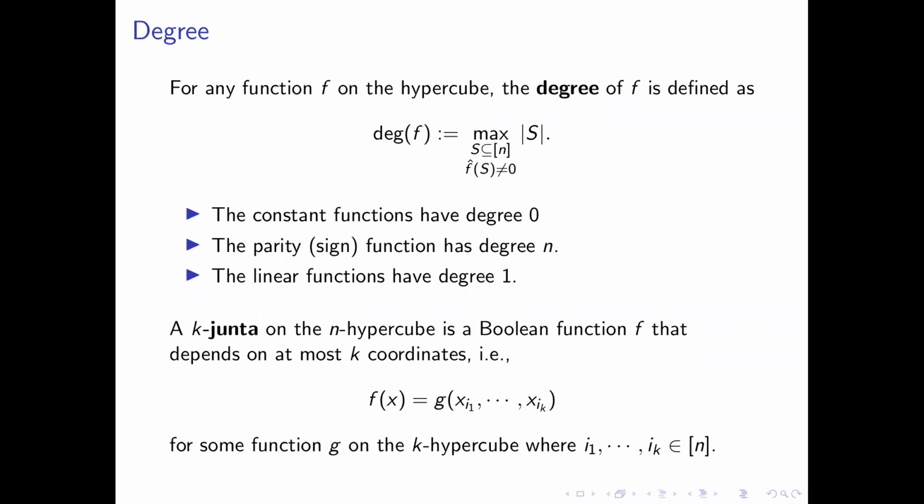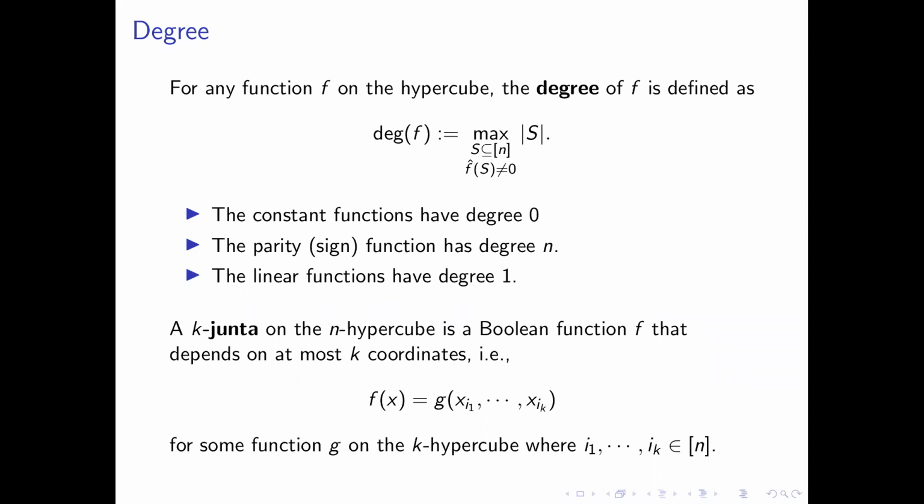The first complexity measure that I'm going to formally introduce is degree. We look at a function on the hypercube and at its non-trivial Fourier coefficients, and we find the largest-degree one that's not 0. That's what we call the degree. Just a quick sanity check: constant functions have degree 0.